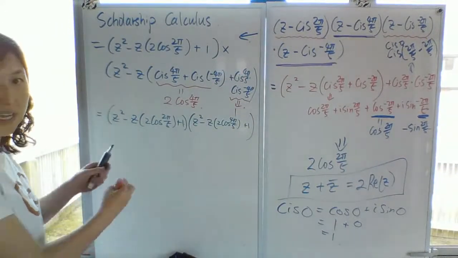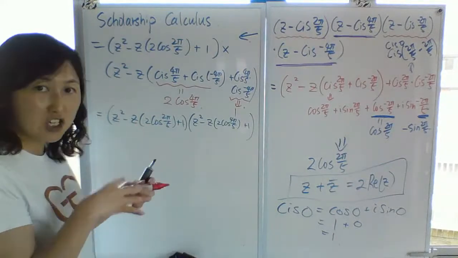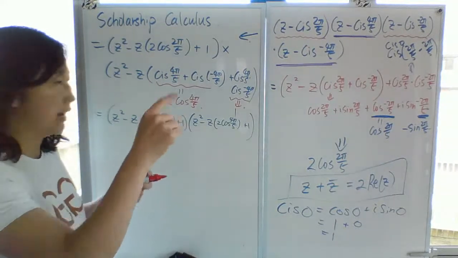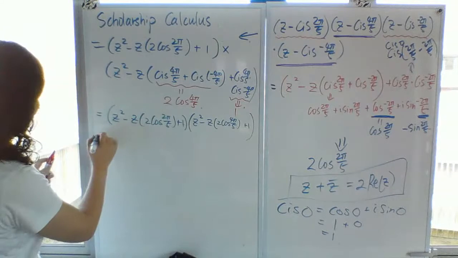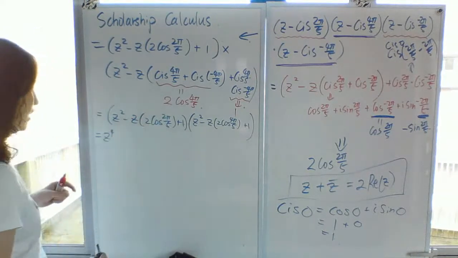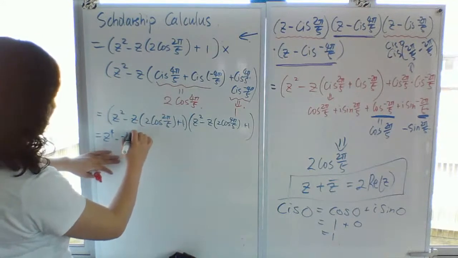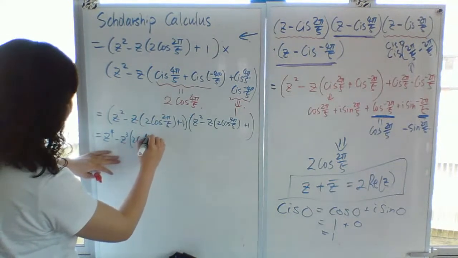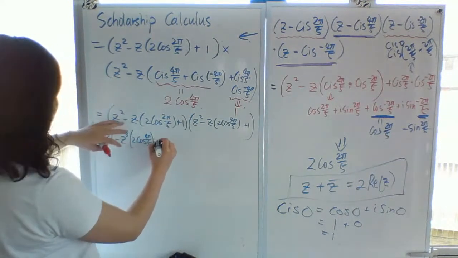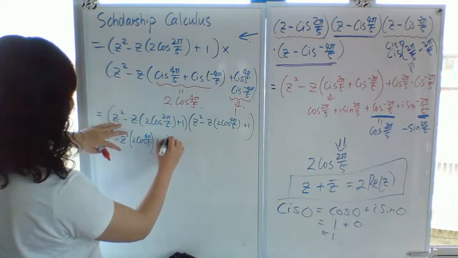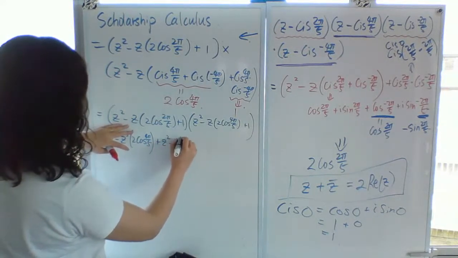So all we need to do is just expand a little bit and then see whether we can actually find cosine 2 pi on 5 times by cosine 4 pi on 5. So let's do this. I've got the x to the power 4, take away x cubed, and 2 cos 4 pi on 5, and then plus z squared, and then take away z cubed.